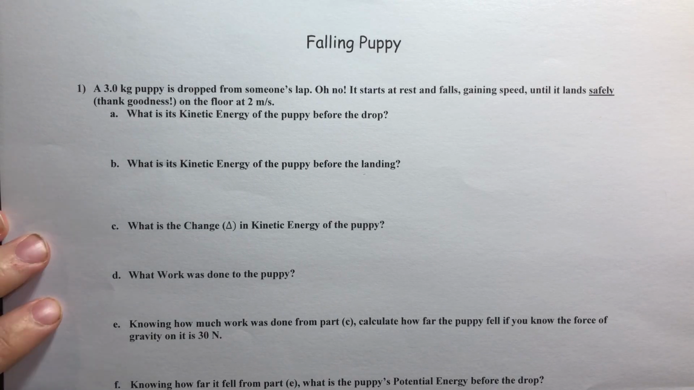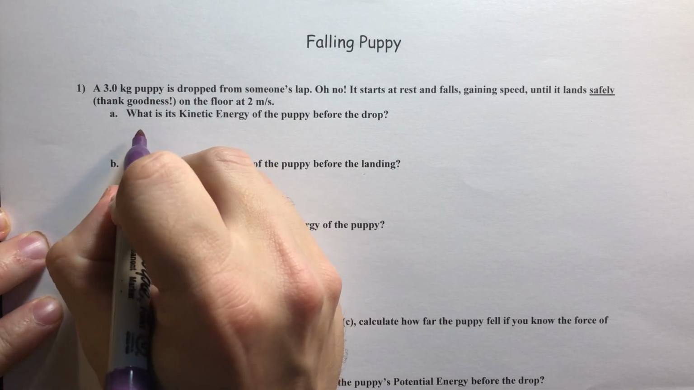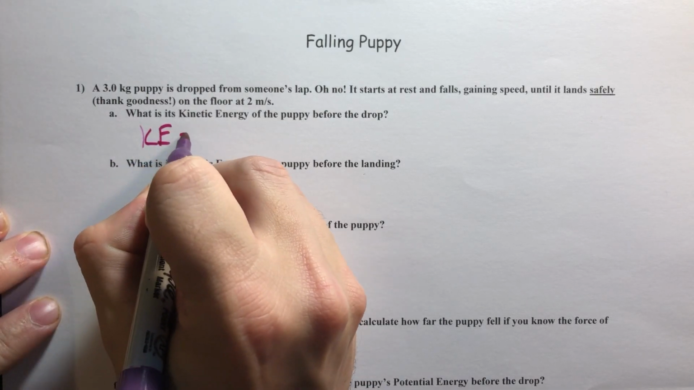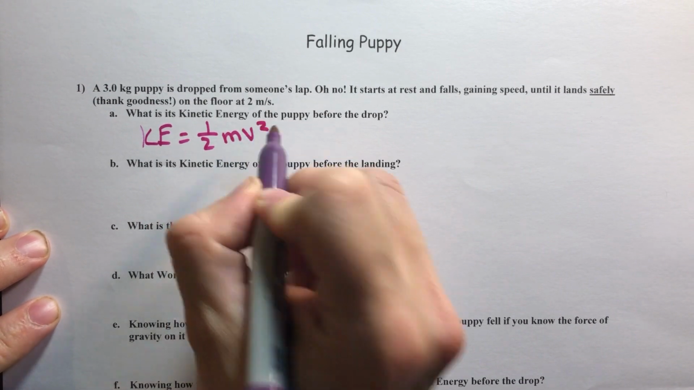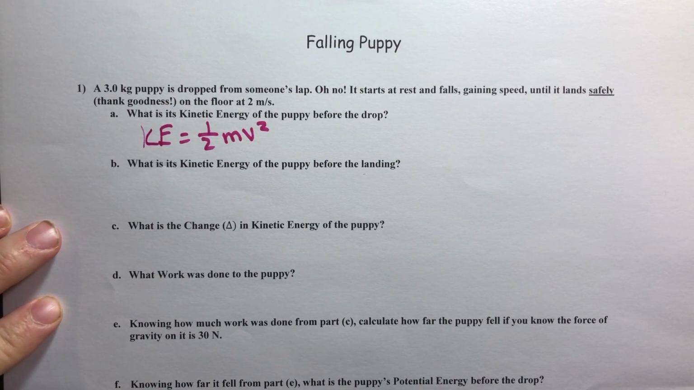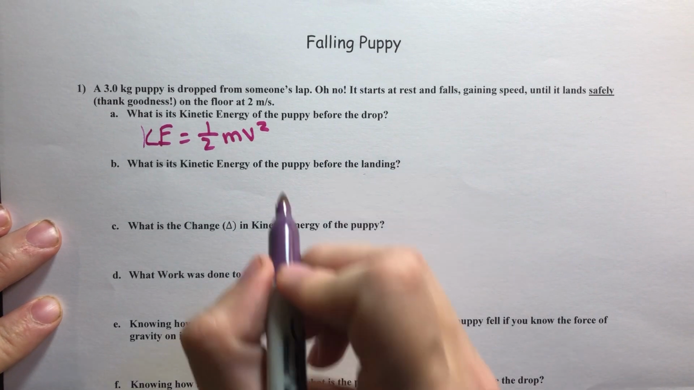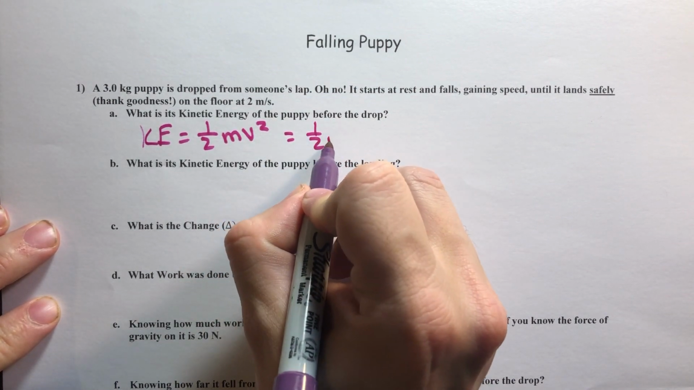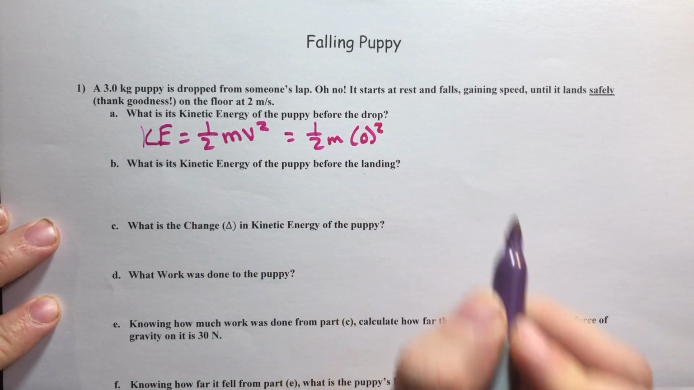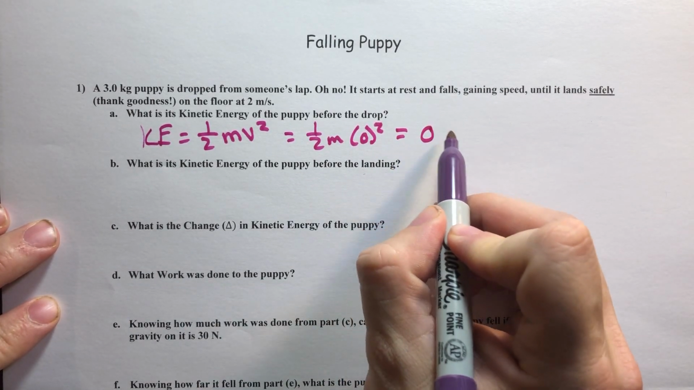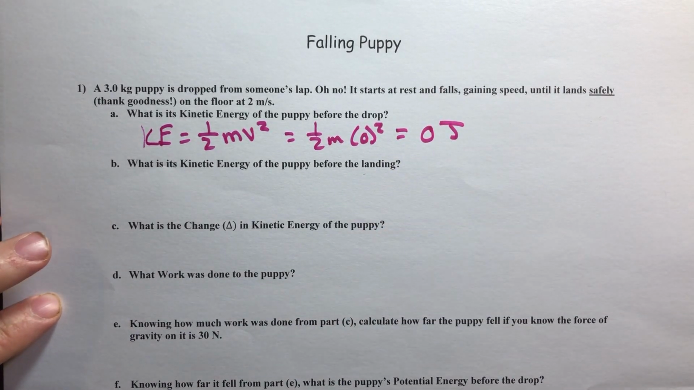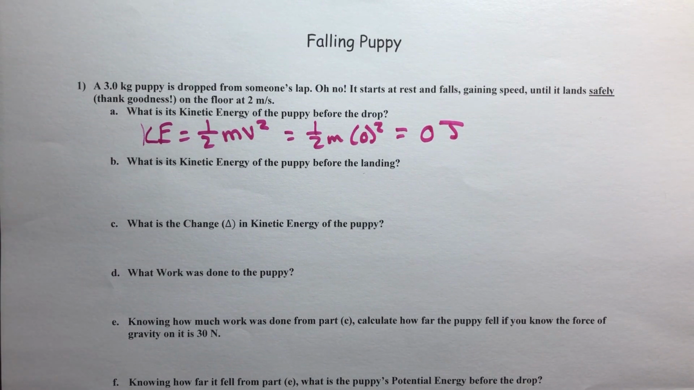Well, on this page right here, we'll just go ahead and do it. So we know that kinetic energy is equal to 1/2 mass times velocity squared. Well, in this case, before the drop, it's not moving, so we know our velocity is 0. So 1/2 mass times 0 squared, doesn't matter what our mass is in this case, even though it is 3 kilograms. That's going to give us a kinetic energy of 0 joules, which makes sense. It can't have a kinetic energy if it's not moving.